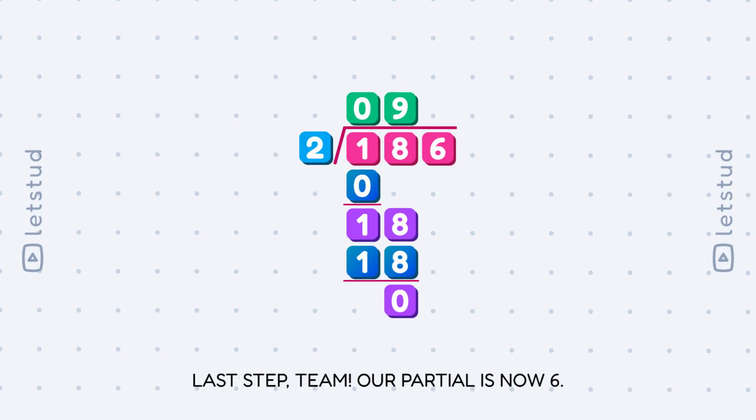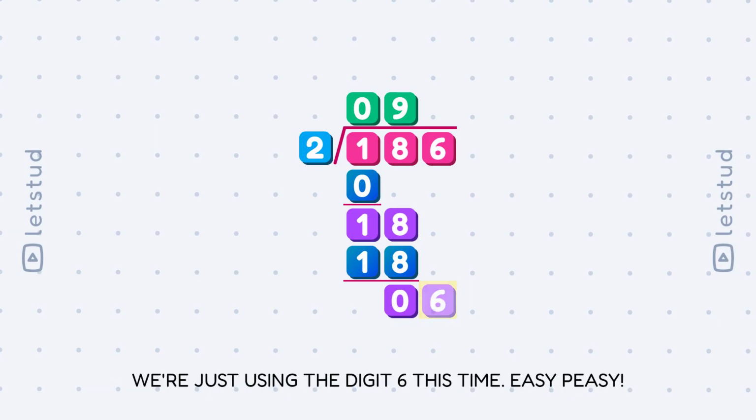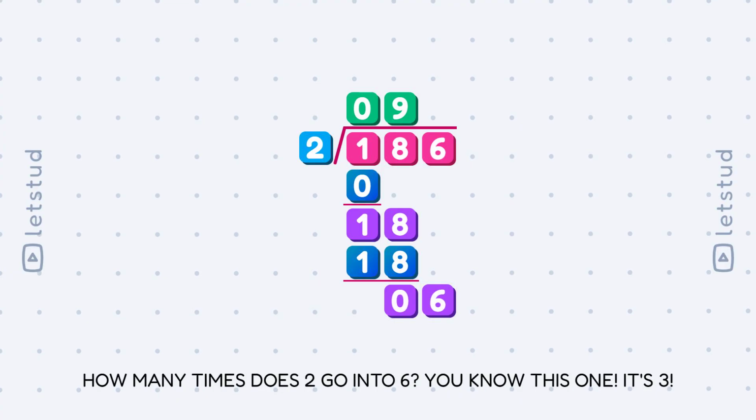Last step team, our partial is now 6. We're just using the digit 6 this time, easy peasy. How many times does 2 go into 6? You know this one, it's 3.